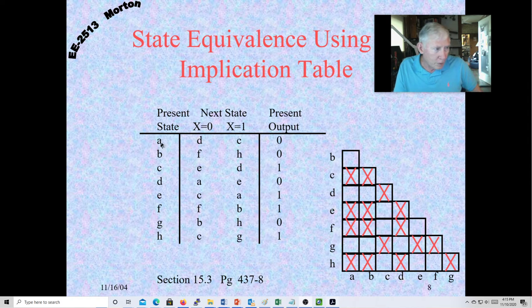Notice that we have A, B, C, D, E, F, G, H states. So we have everything but A on this axis, and everything but H on this axis. That's because we don't need to compare A to A, or B to B, or C to C, or D to D, or E to E, or F to F. So we just need to compare A to B, C, D, E, F, G, H. Since we've already compared A to B, we don't have to compare B to A. Then we just have to compare B to C, D, E, F, G, H, and then C, and so forth. That gets us all the possible combinations. Okay, so that's how the implication table is set up.